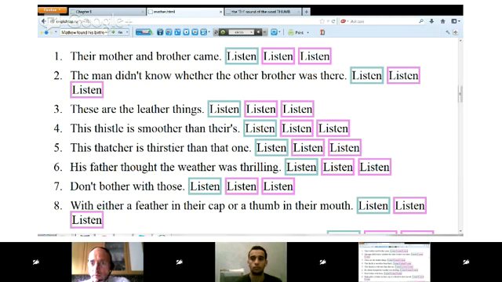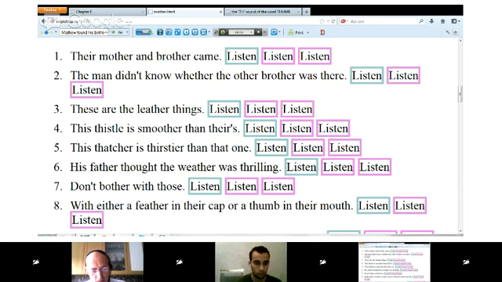Yours is number 6. His father thought the weather was thrilling. That was pretty good, yes. Once more, just for us to hear it. His father thought the weather was thrilling. Yes, his father thought the weather was thrilling. Good. So, next one is Atay Reha.